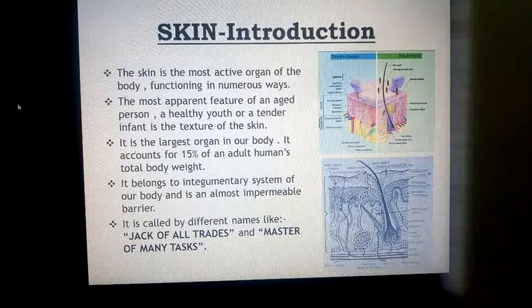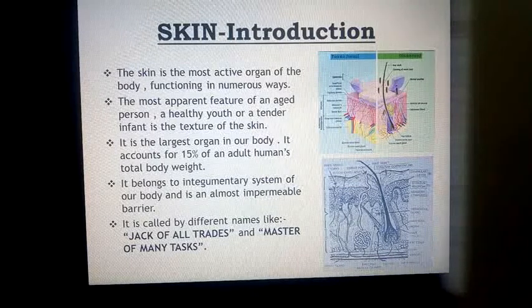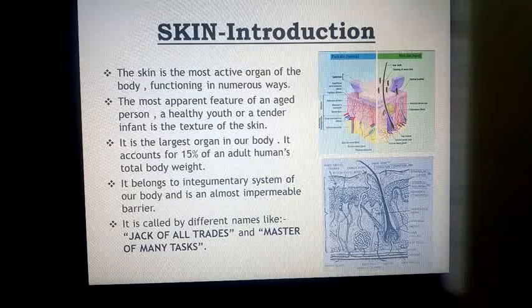Skin is the most active organ of the body, functioning in numerous ways. The most apparent feature of an aged person, healthy youth, or a tender infant is the texture of skin. That is, by looking at the skin texture, we can say the age of the person. We can estimate at least, may not be the exact age. And it is the largest organ, which comprises 15% of our body weight.